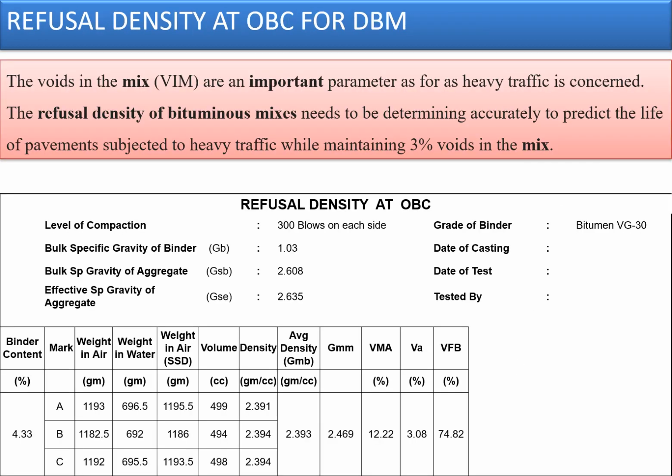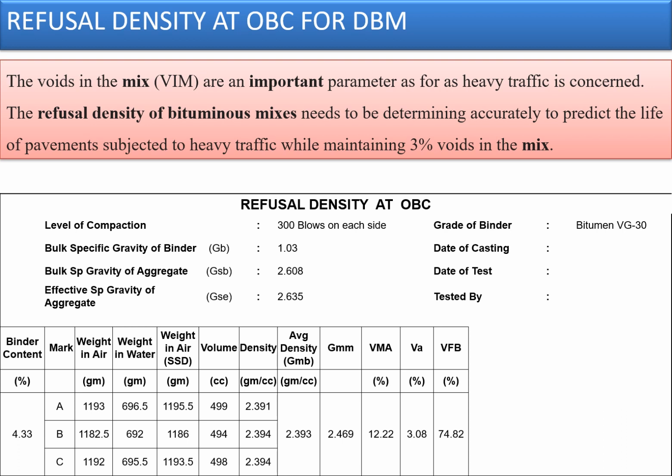Then you need to check the refusal density at the optimum binder content for the DBM mixes, because we are discussing DBM, so we will be talking specific to the DBM mixes only. So what is the refusal density? The voids in the mix, that is VIM, are important parameters as far as heavy traffic is concerned. Refusal density of bituminous mixes needs to be determined accurately to predict the life of the pavements subjected to heavy traffic while maintaining 3% air voids in the mixes.